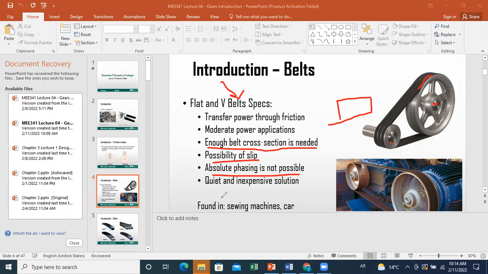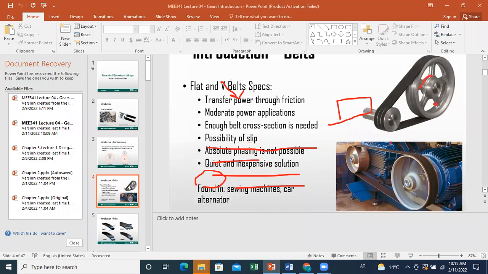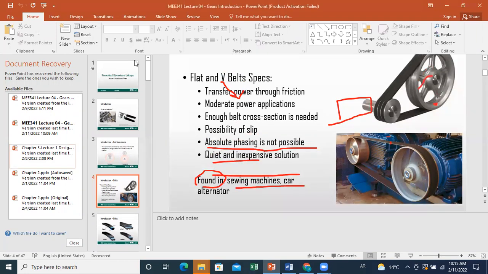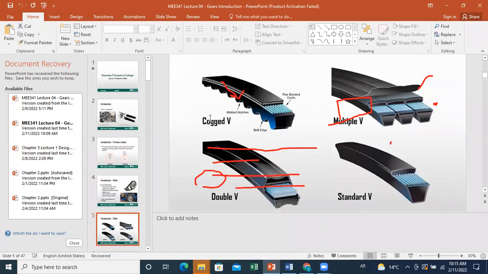Now, the advantage is that flat and V belts are quiet. They don't produce a lot of noise, and they are inexpensive solutions. They are used a lot in sewing machines and in car alternators. Now, as we have talked, we have to distinguish flat and V belts.